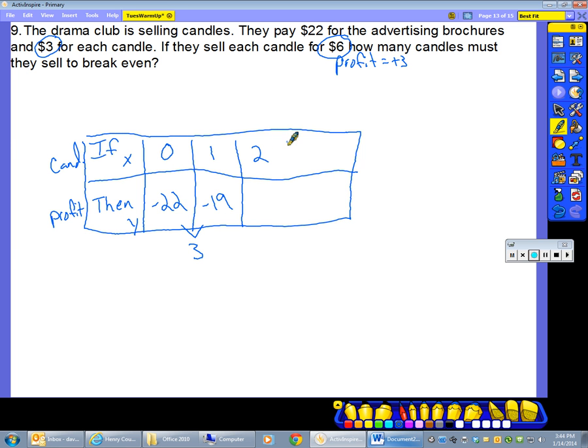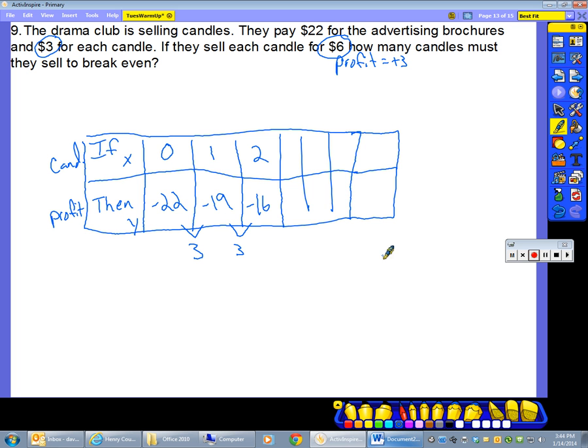So if I sell 2 candles, it's again going to increase just by $3 up to negative $16. And I'm going to keep doing this. I could just keep doing it. But what they care about is when am I going to break even?